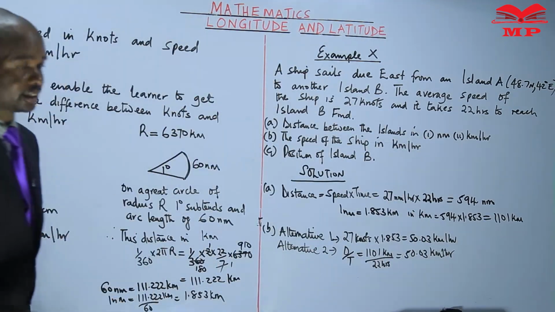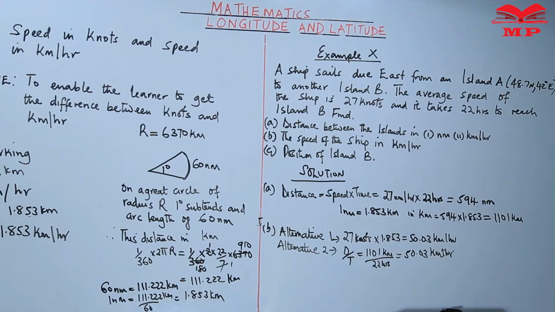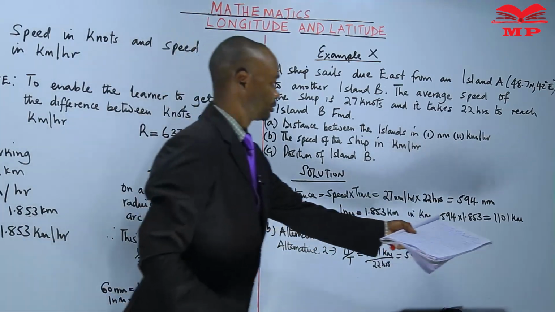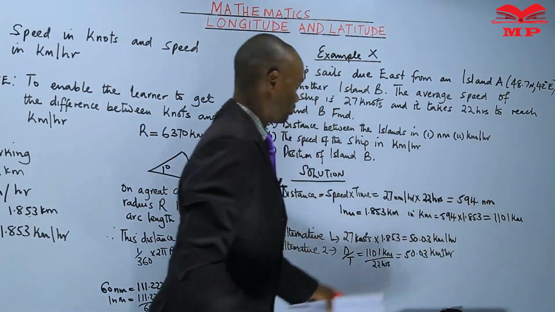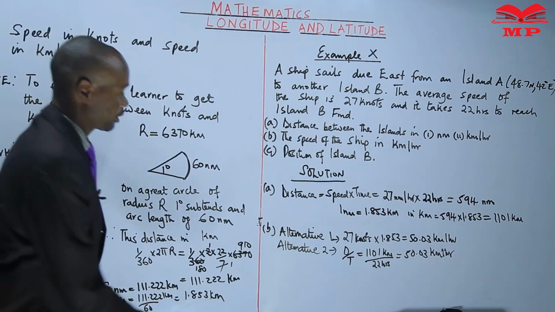So check, learner. In the first one, you just change directly from what we derived there. In the second alternative, you get the actual distance in kilometers and you divide by the time which was given.